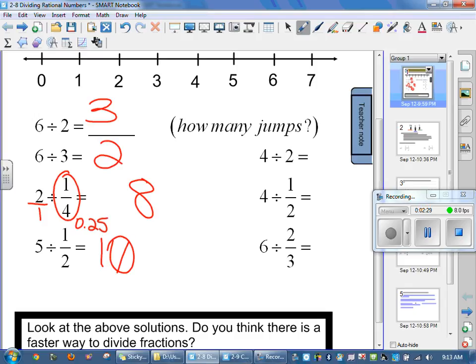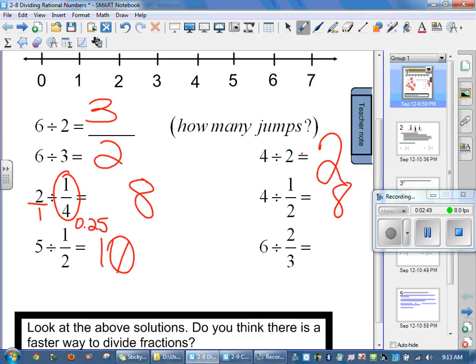Yes. Okay. On the next one, 4 divided by 2. Well, hopefully we all know that is 2. 4 divided by a half. How many halves are in 4? Well, we know there's 2 halves in 1. So how many halves are in 4? 8. Good.